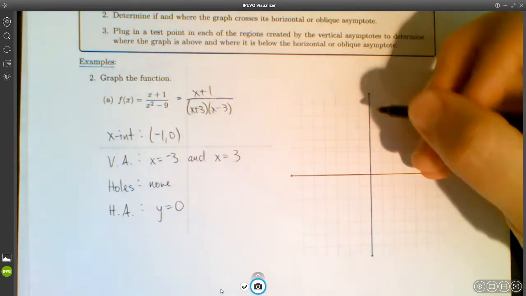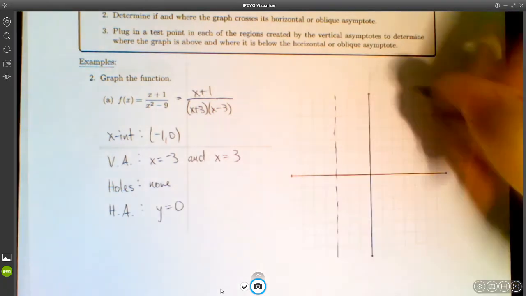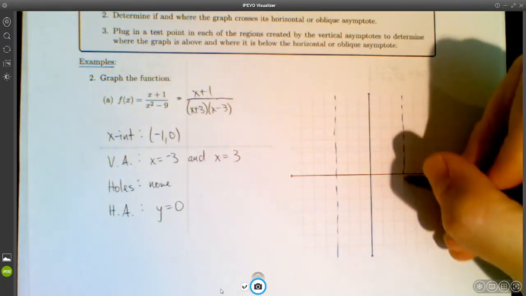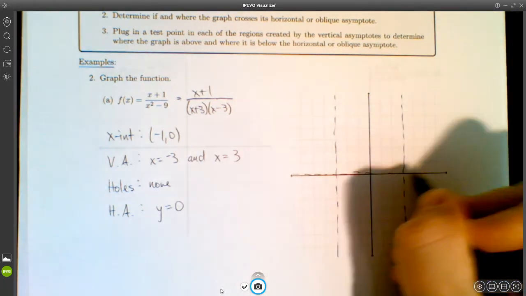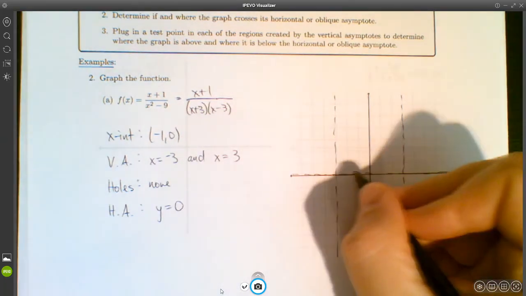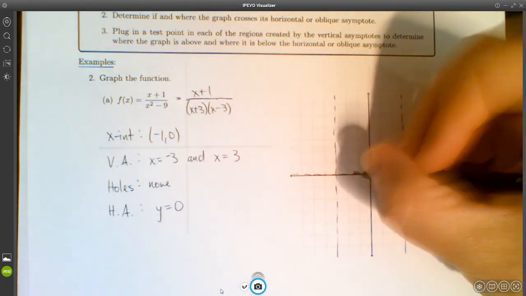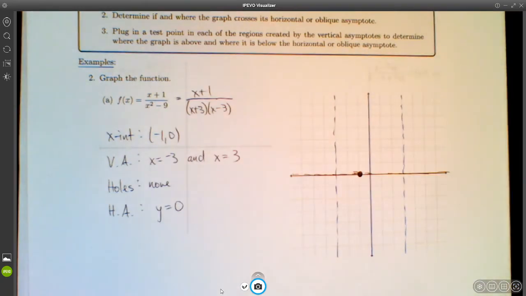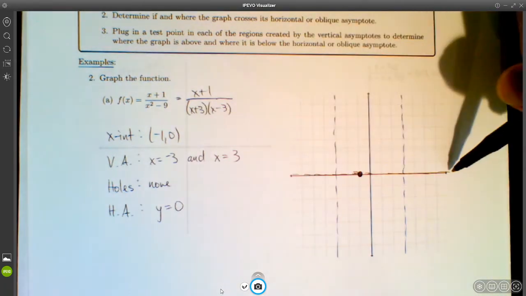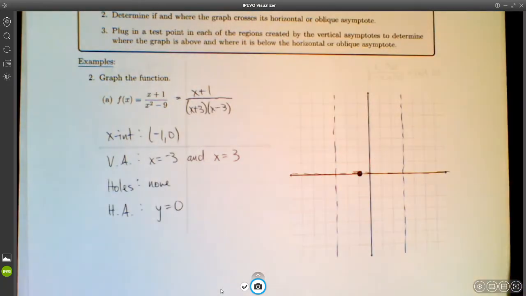Let me put it on the graph. So I've got a vertical asymptote at -3 and another one at +3. And then I've got a horizontal asymptote at 0. That was kind of ugly. And I have an x-intercept at -1, 0. So definitely this graph crosses its horizontal asymptote. This is one of those cases where we don't need to check if the graph crosses its horizontal asymptote because the horizontal asymptote is on the x-axis, and so we already know that it crosses the x-axis at -1.